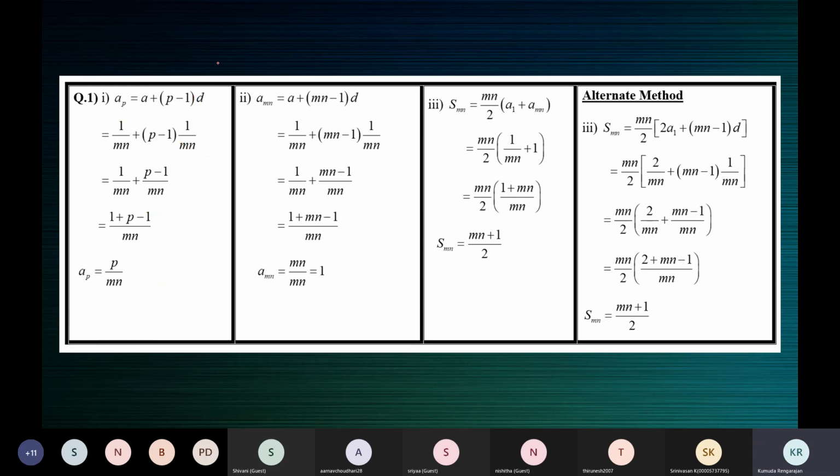Now the mnth term. The mnth term is a plus mn minus 1 into d. So substitute the expressions for a and d. This is a, this is d. So 1 by mn plus mn minus 1 into 1 is mn minus 1 by mn. When you multiply these two, this is what you get, mn minus 1 by mn. Mn is a common denominator, cancel, so mn by mn, which is 1.